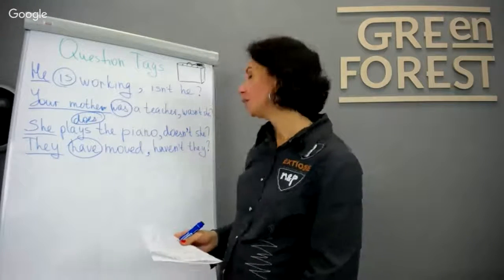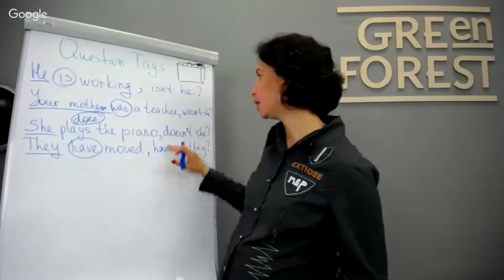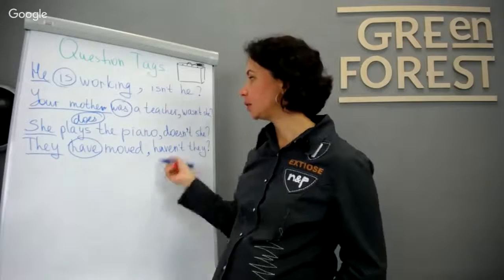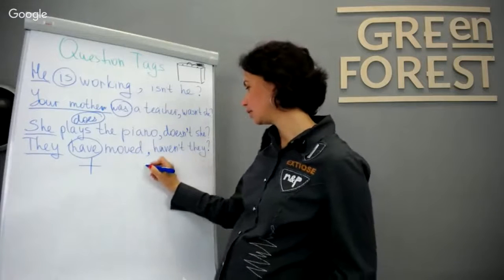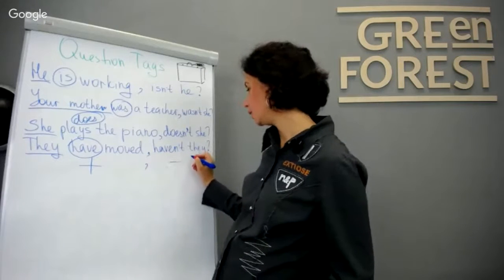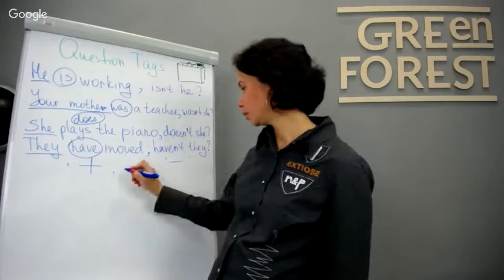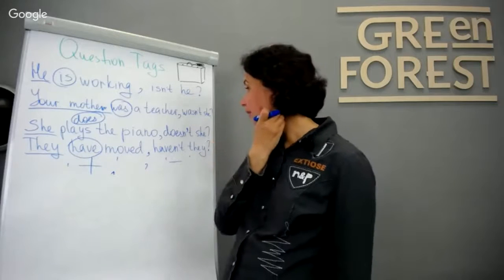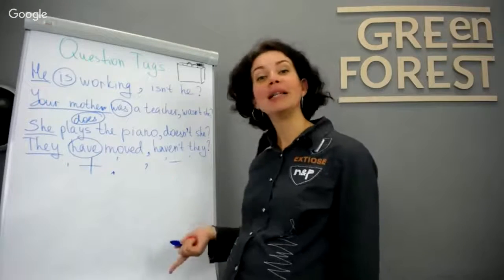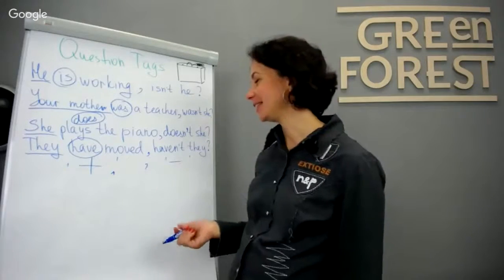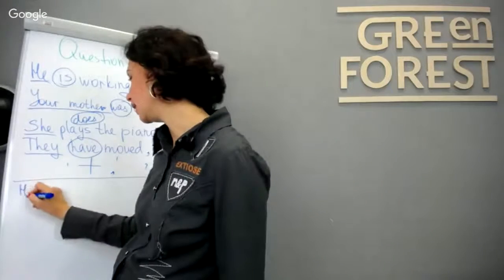I'd like you to pay attention that when we have a positive sentence, our tag will be negative. So all these examples were positive sentence, negative tag. But what to do if our sentence is negative? It's like physics. Plus and minus, minus and plus. Very easy to catch. Let's look at the same sentences, but we will create negative sentences.